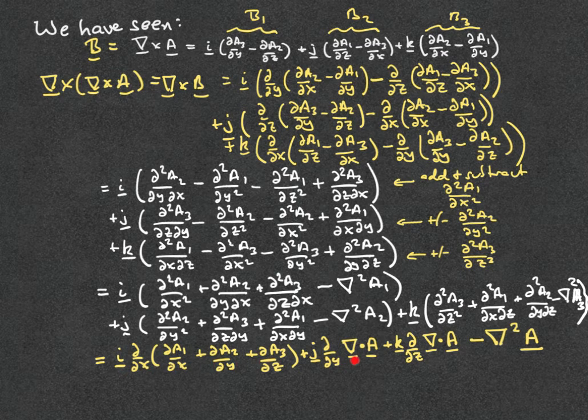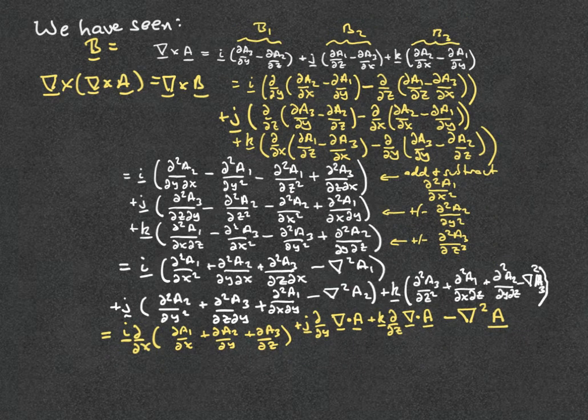This term has the same form as this, and what we see is that we have i d by dx acting on a scalar, this divergence, plus j d by dy acting on the scalar, the divergence, and k d by dz acting on the scalar. That is therefore equivalent to the gradient of this scalar. So I'll just pause and make some space.